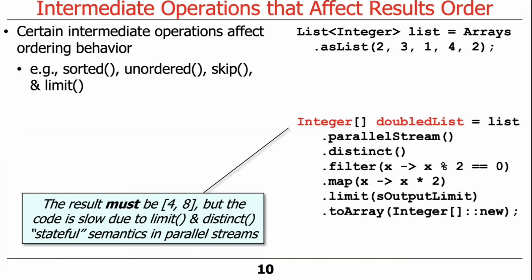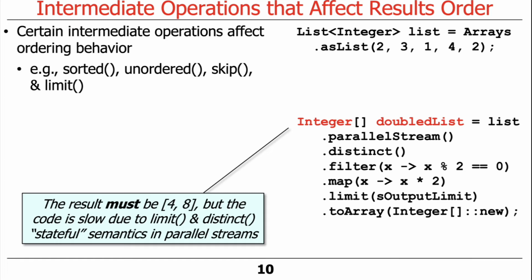In this particular case, the result has to be 4 and 8 because we are not going to allow duplicates, so this other 2 gets dropped off. And we're going to limit ourselves. That, of course, assumes that our limit is not like 2 or something like that, in which case we wouldn't get that result at all. However, because we use limit and because we use distinct, and those are stateful operations, the code will run slower, even though the ordering will still be preserved.